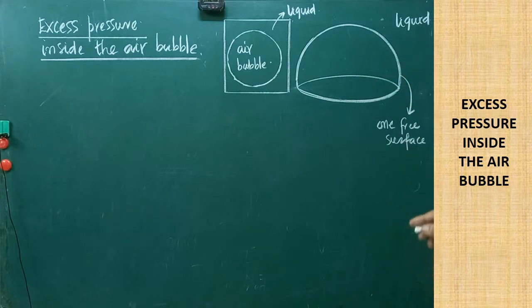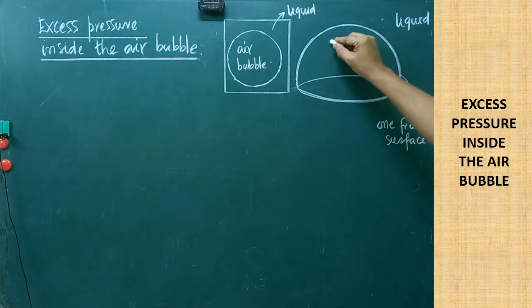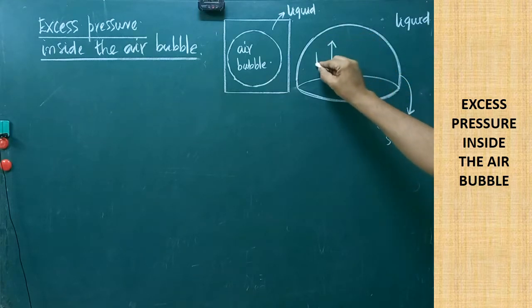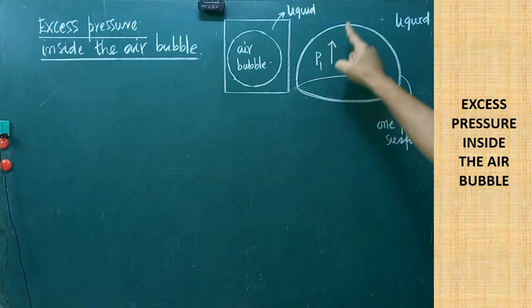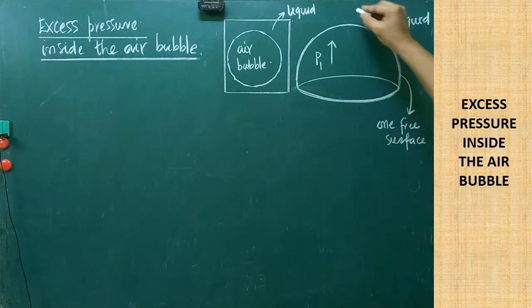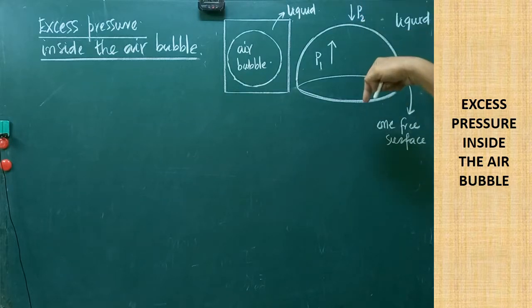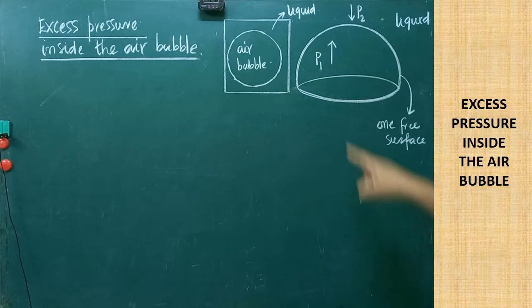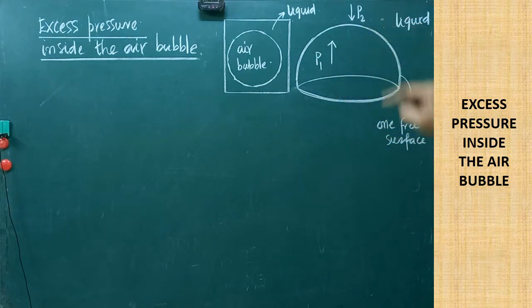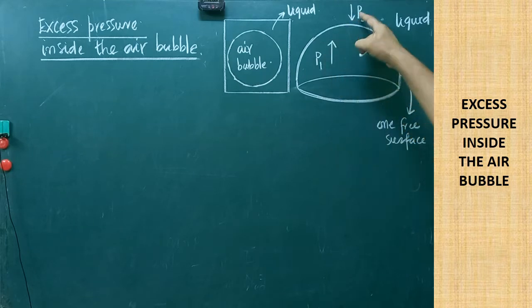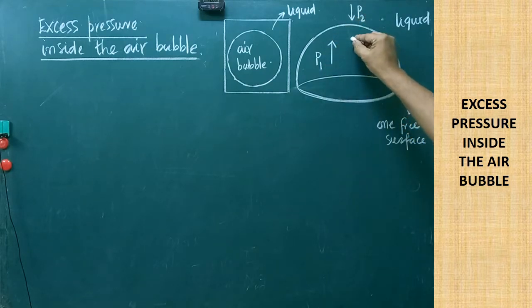Are you clear? Here there is a pressure. The pressure which is acting from inside is called P1. There is another pressure that is acting in the downward direction, on the surface. So one pressure is acting from inside, another pressure is acting from outside. And the most important thing is always the excess pressure. Excess pressure means the difference between these two pressures. That excess pressure will be acting only on the concave surface.